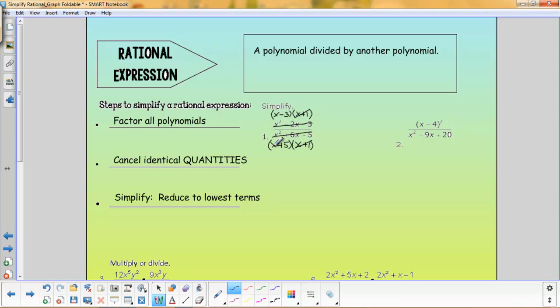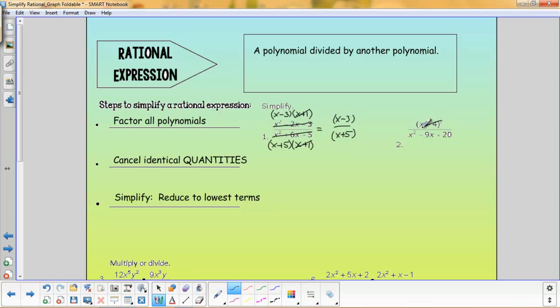Remember, this x and this x do not cancel from each other because they are part of a quantity. X minus 3 is different than x plus 5. X minus 3 divided by x plus 5 is the simplified form of this rational expression.